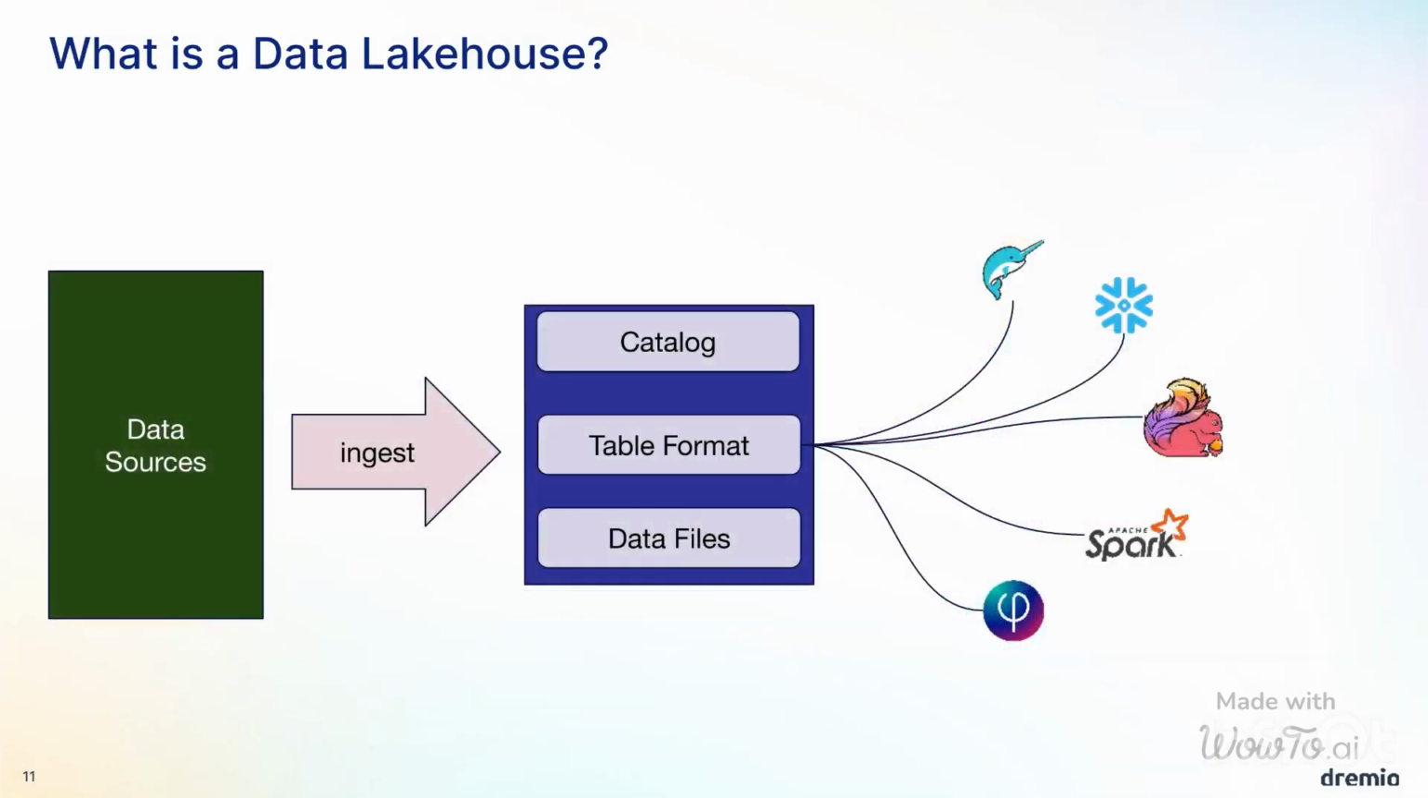A lakehouse consists of 4 key components. Storage, e.g., Hadoop, S3. Compute engine, e.g., Dremio, Spark. Catalog, which tracks metadata, schema, and table versions. Table format, which defines how files are laid out and managed. Together, these provide a powerful yet flexible analytics ecosystem.